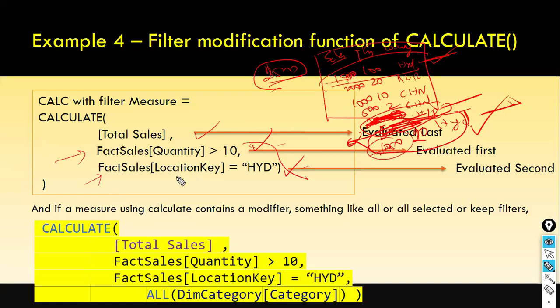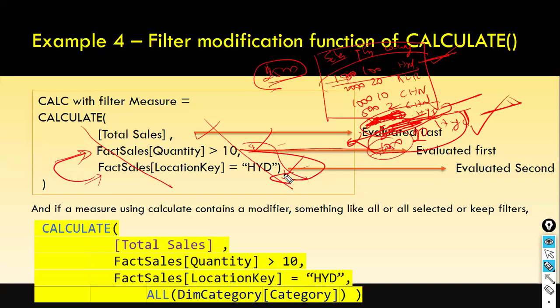Okay. But did I write this DAX command in the proper order? No, right? So in this case, what happened? The innermost one will get evaluated first. What happens is, take all the transactions where the quantity is greater than 10. So in Chennai also, you have quantities greater than 10. In Mumbai also, you have quantities greater than 10. You take all the cities where the quantity is greater than 10, and then you apply the filter on Hyderabad. So ideally, this one is supposed to be here, and this one is supposed to be here.